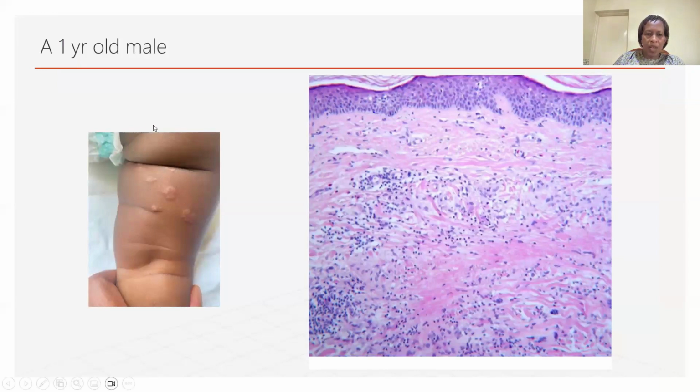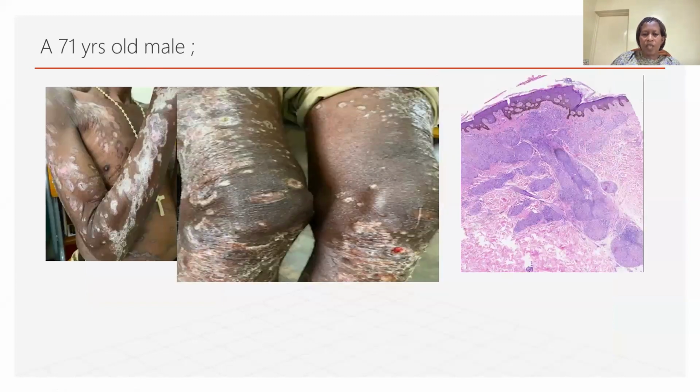The next is a 1-year-old male who had well-demarcated annular ring-like lesions on the thigh. Granuloma annulare was one of the differentials. Fortunately, the biopsy confirmed it by revealing collagenolysis surrounded by inflammation. In this case, granuloma annulare was confirmed. Patient used topical steroid and is improving.